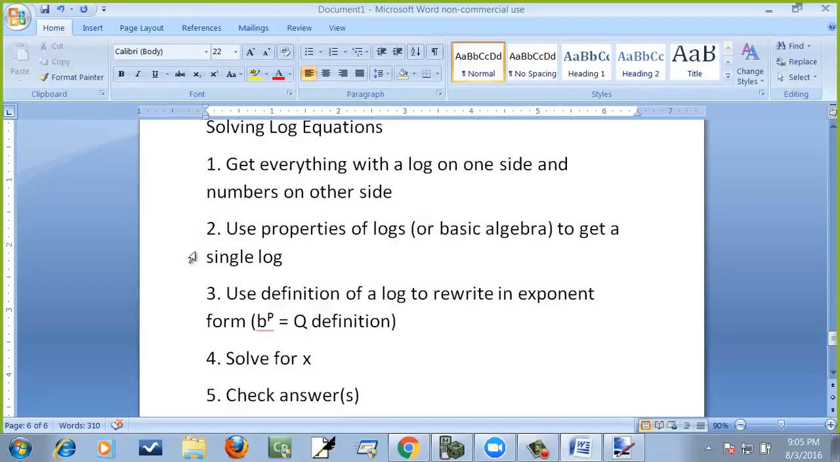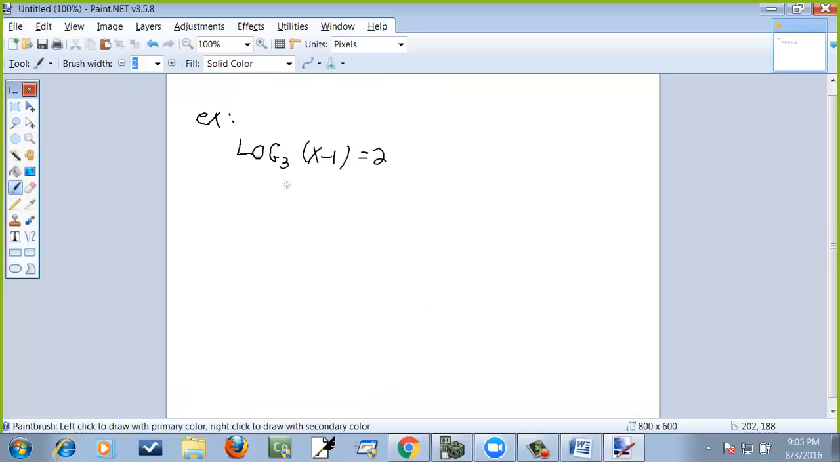Now step 3. Use the definition of log to rewrite in exponent form. The b to the p is equal to q. Remember, your base is your b, then whatever follows that is your q, and the other side of the equals is your p. And our exponential form is b to the p is equal to q. B we said was 3, p is 2, and q is x minus 1.